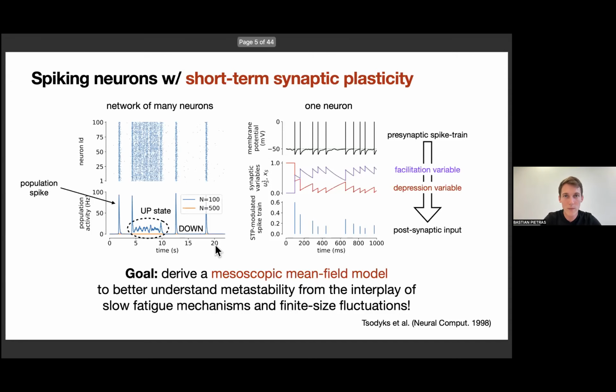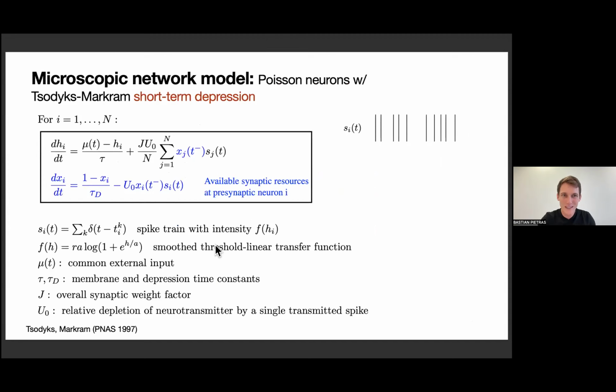So the goal of this talk will be to derive a mesoscopic mean field model in order to better understand metastability that arises from the interplay of a slow fatigue mechanism, here short-term synaptic plasticity, and the finite size fluctuations inherent to our network. For simplicity, I only look at short-term depression. So we only look at the depression variable and forget about the facilitation variable.